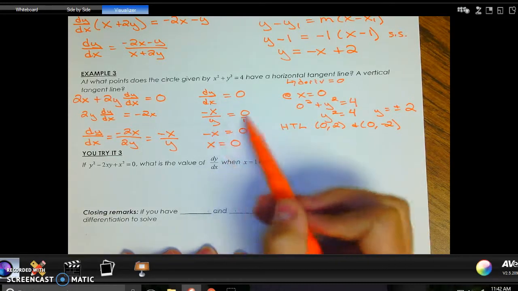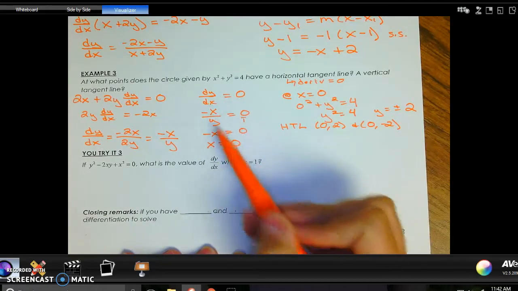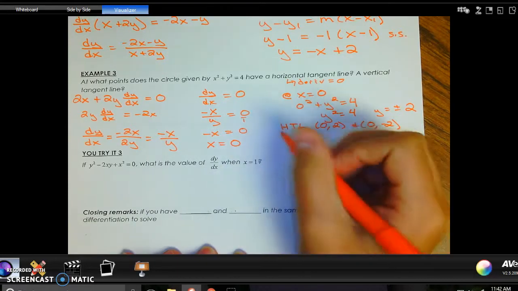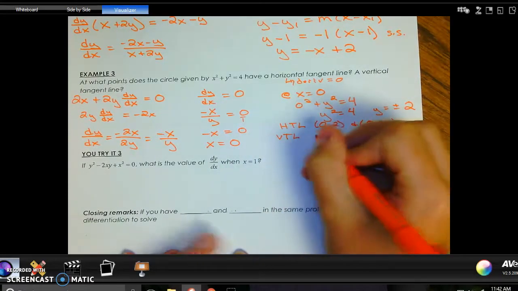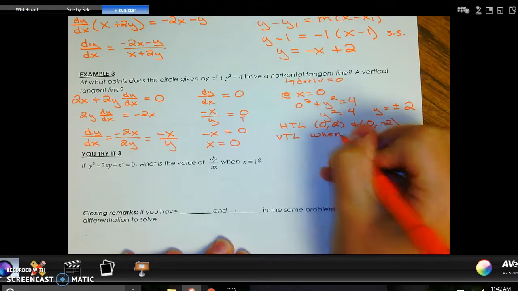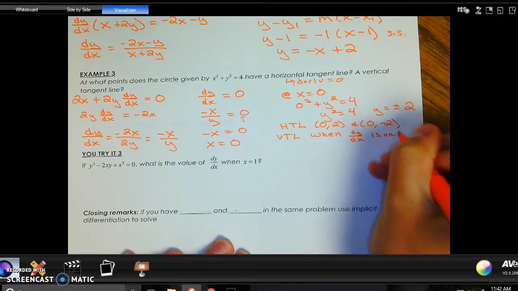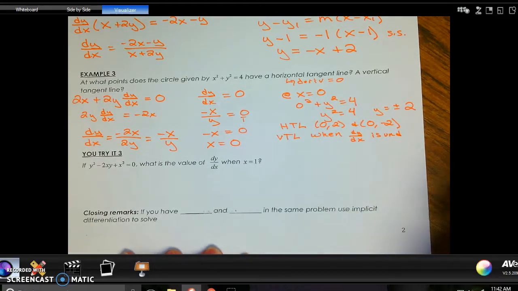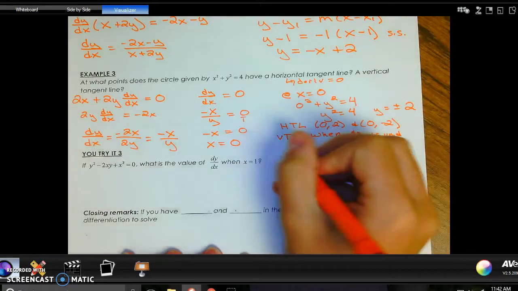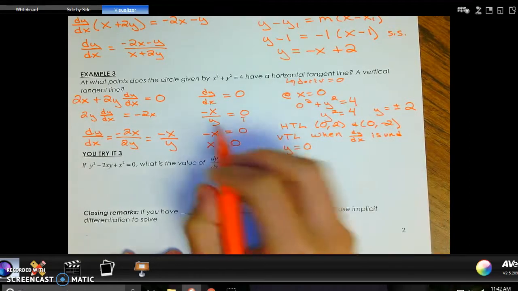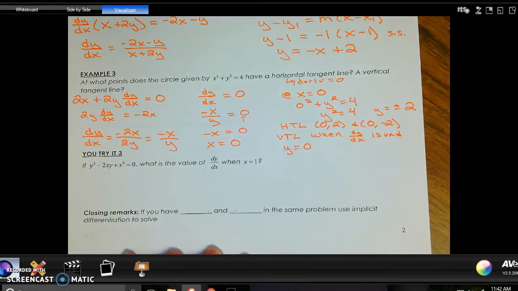Well, when is this derivative going to be undefined? If you go back here, it has a denominator. So vertical tangent line when dy/dx is undefined. When do we have things that are undefined? When your denominator equals 0. So that means that when y equals 0, that would be a big problem because that would be undefined.